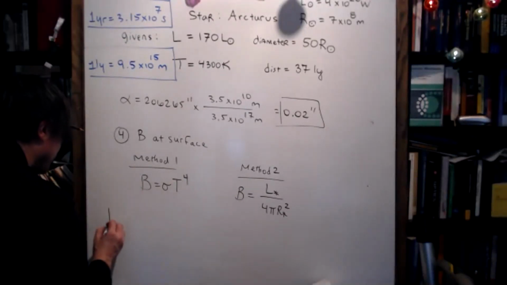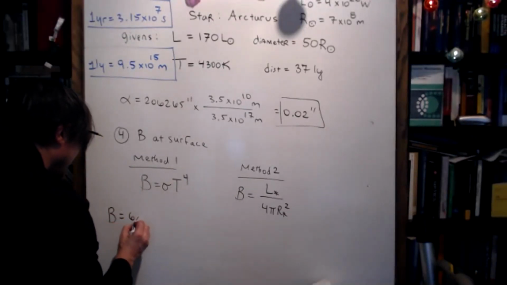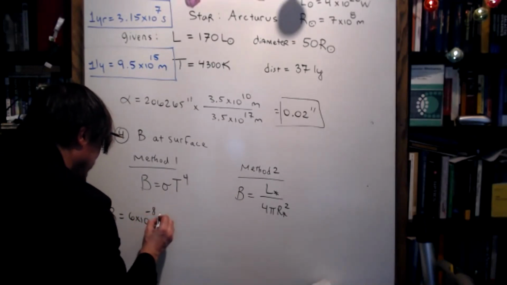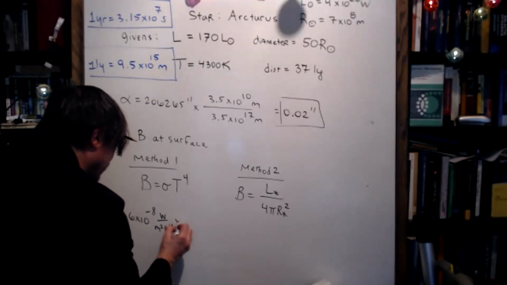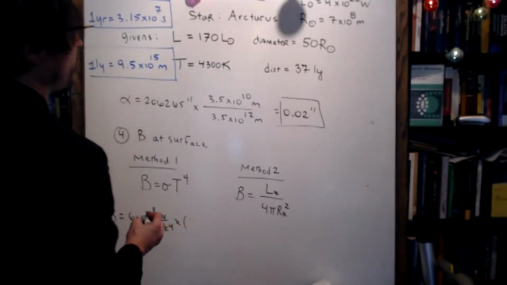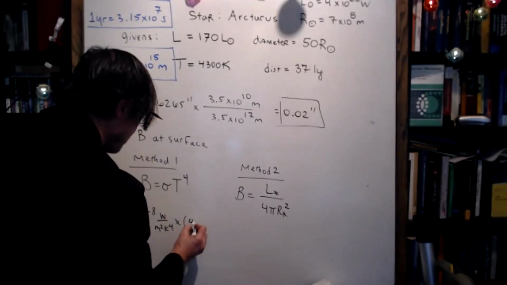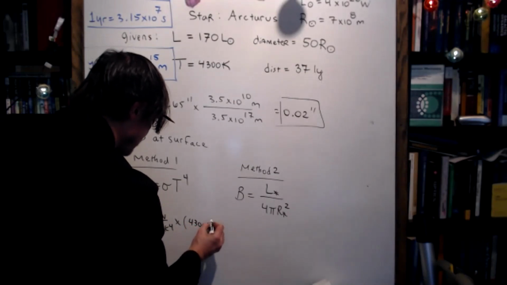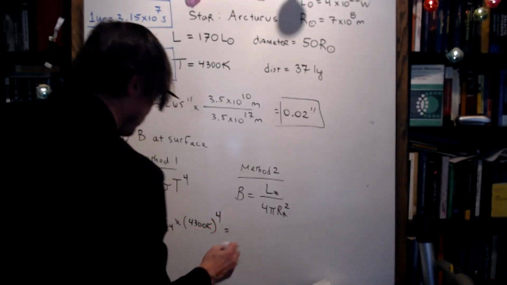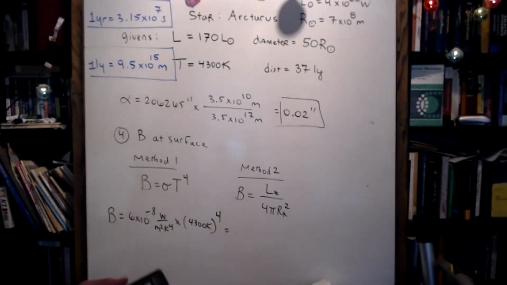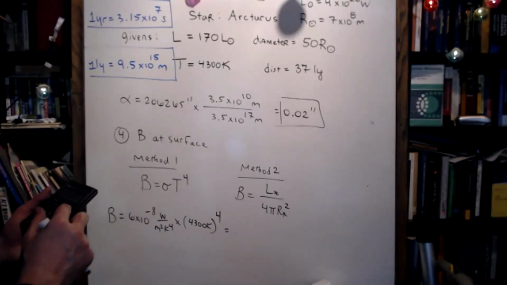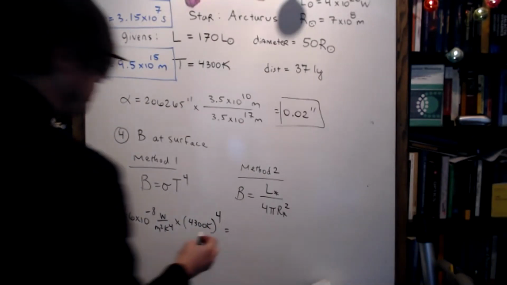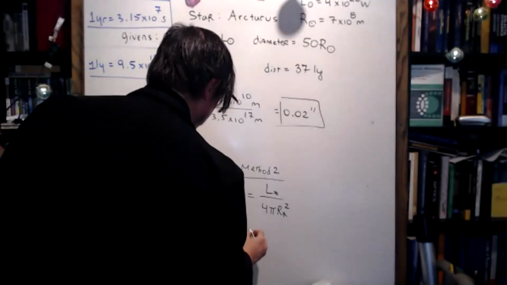So let's do that. The brightness is 6 times 10 to the negative 8 watts per meter squared per Kelvin to the 4th times, what was it, 4,300 Kelvin? Hold on one sec. Yeah, punch that up and tell me what you get. I got 21 times 10 to the 6 watts per meter squared. 21 million watts per meter squared. I like it. That sounds reasonable.